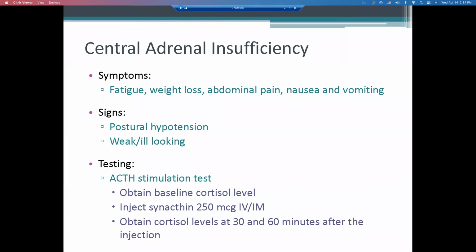What you should see in normal patients is a sharp rise in cortisol level if they have an intact adrenal axis. Patients with primary or secondary adrenal insufficiency will have a flat response. The baseline is similar to the 30 or 60 minute level. So that's an abnormal ACTH stimulation test, which confirms your diagnosis.